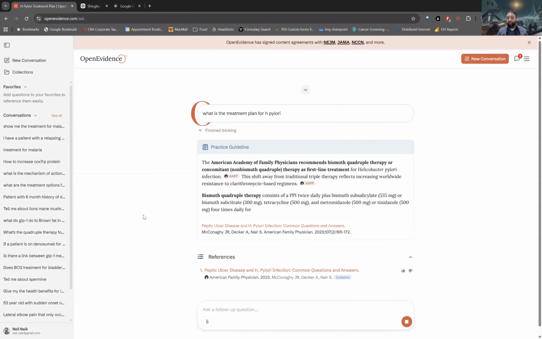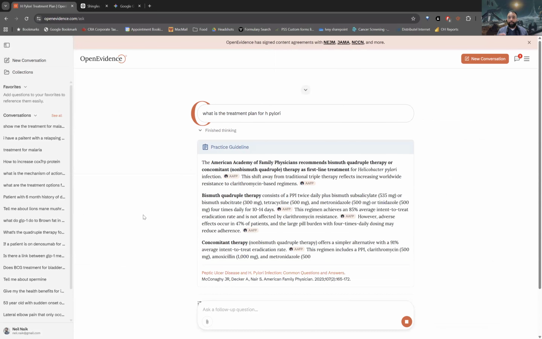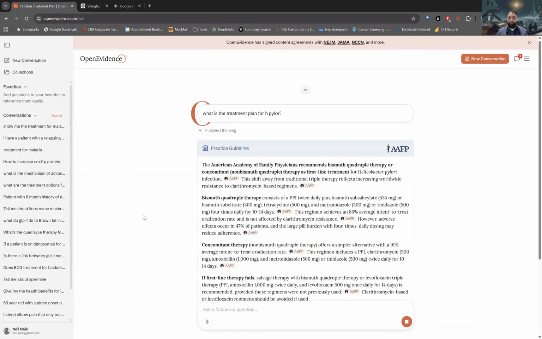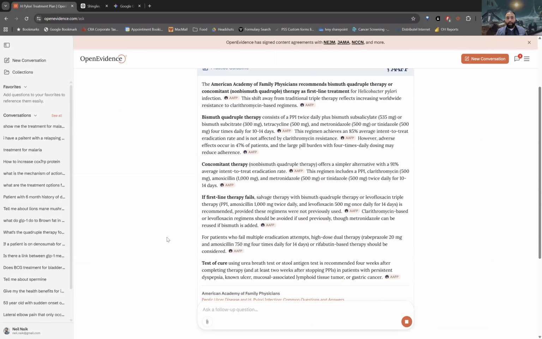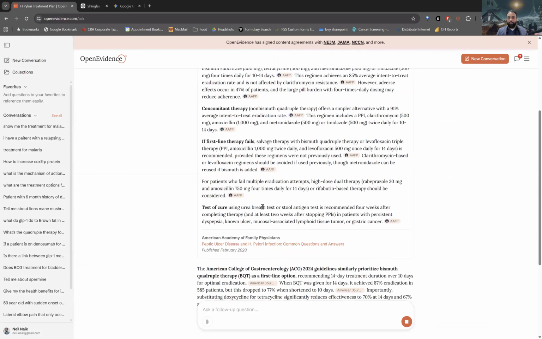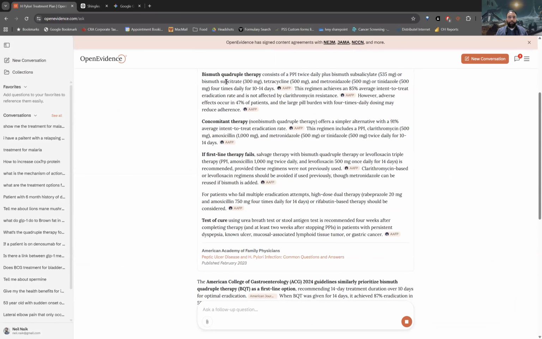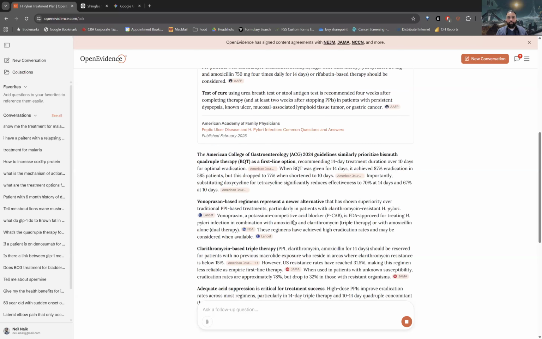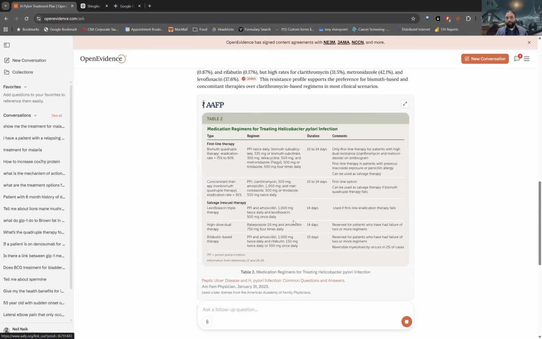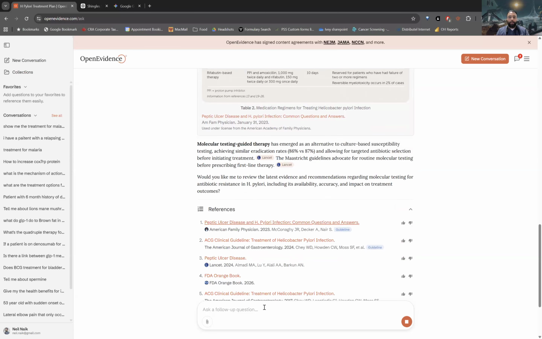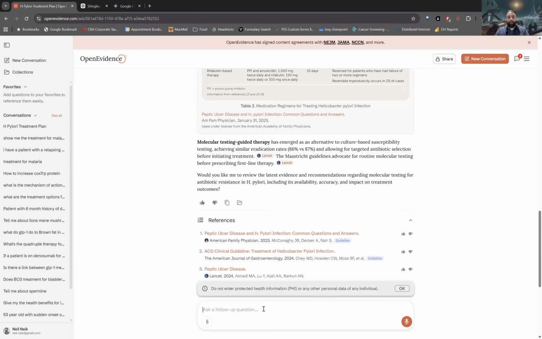Now, this one is an American program, so it does specifically go after the American Academy of Family Physicians. That being said, they are international guidelines in terms of treating this, so I'm a little bit happier to go with this. It gives both your primary and your secondary treatment in terms of what to do, and they even give a diagram. And so I can ask a follow-up question saying, does this change, or are the guidelines different in Canada?